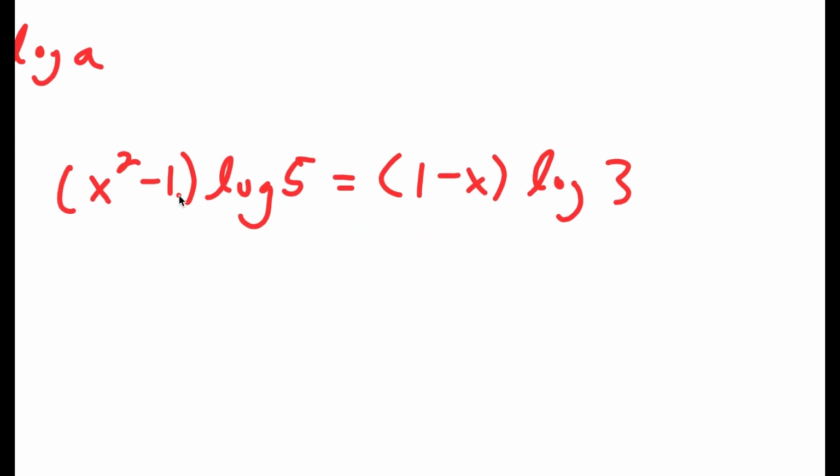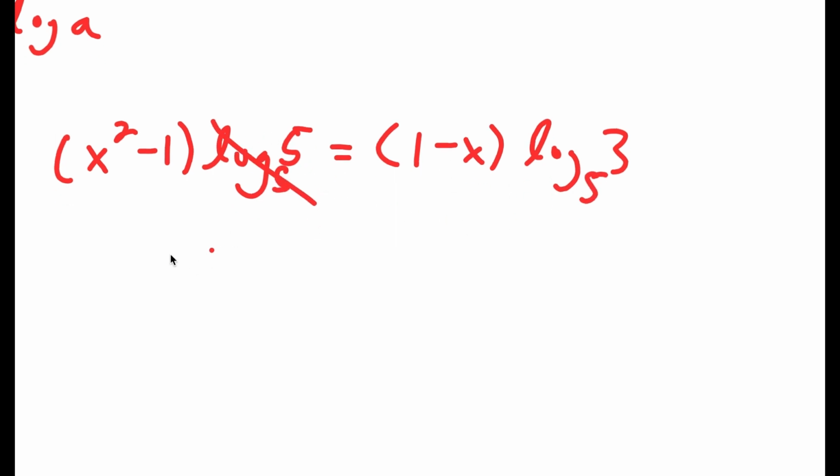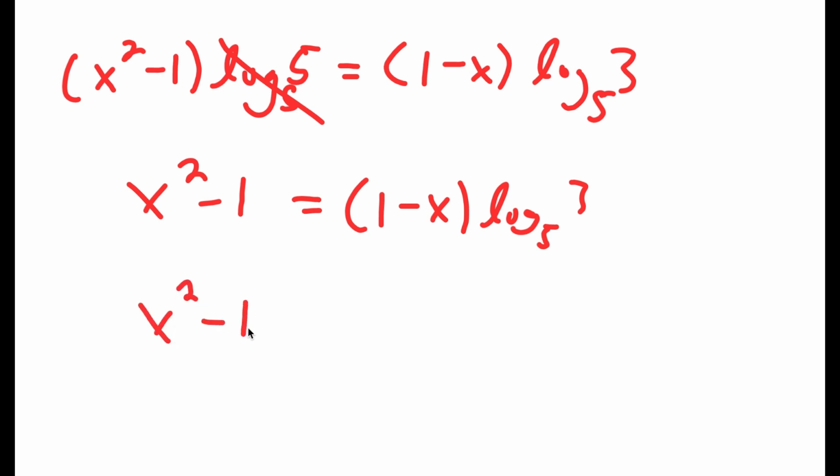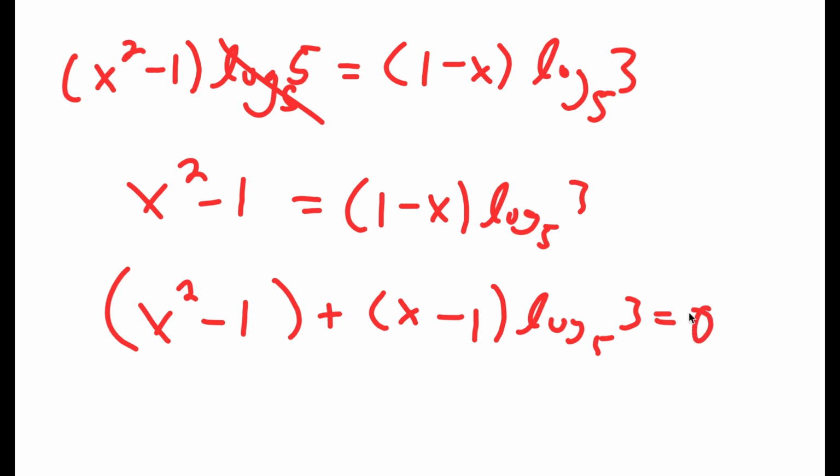And now I'm going to take base 5 on both sides of both logs, so these cancel out to get 1. So now I have x squared minus 1 is equal to 1 minus x times log base 5 of 3. And this means that x squared minus 1 plus x minus 1 times log base 5 of 3 is equal to 0.